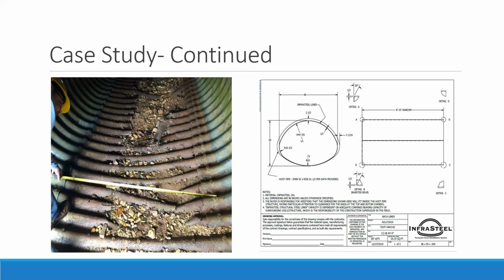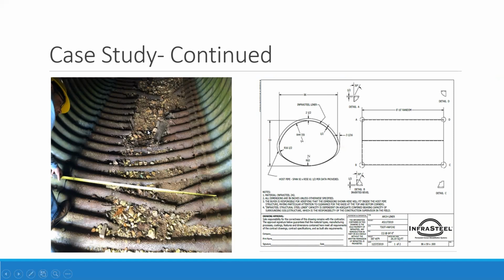The InfraSteel liner was then entered into production and shipped to TDOT's Lawrenceville maintenance yard. The liner shipped in 8 pieces, each measuring 8 to 10 feet in length, and they decided to weld 2 sections together in order to save on the number of field welds required at the project site.